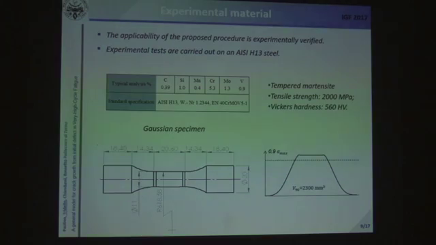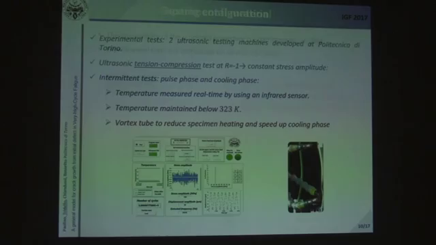We performed experimental tests on an H13 steel, whose characteristics are reported on the slide, and on the Gaussian specimen, which we designed and proposed in previous IGF meetings, which permits enlarging the risk volume of specimens tested through ultrasonic tests. Experimental tests are performed by using the ultrasonic testing machines developed at Politecnico di Torino, at a loading frequency of 20 kHz, tension-compression tests, which means stress ratio equal to -1, and the tests are performed at constant stress amplitude through closed loop control.